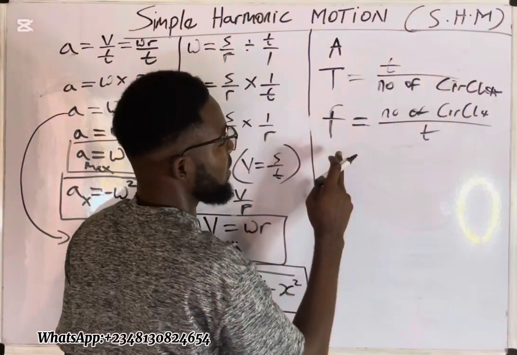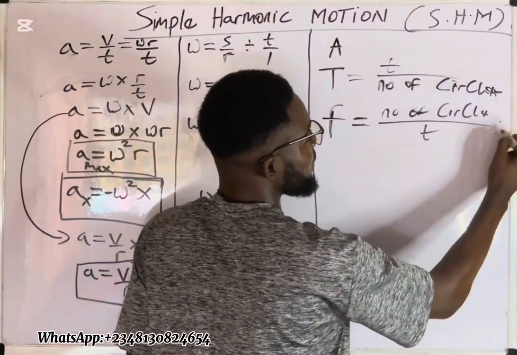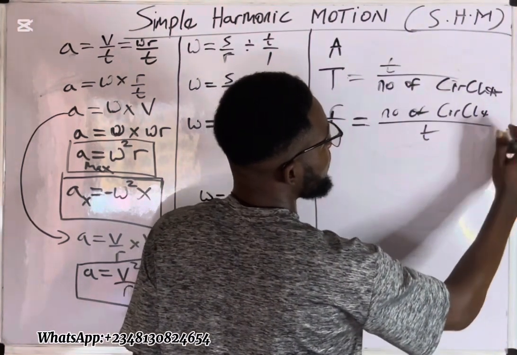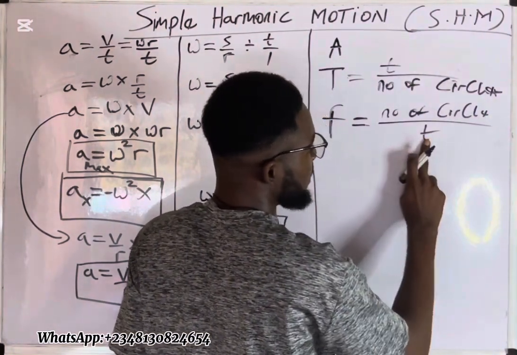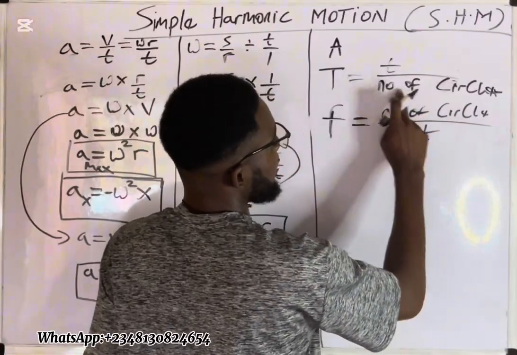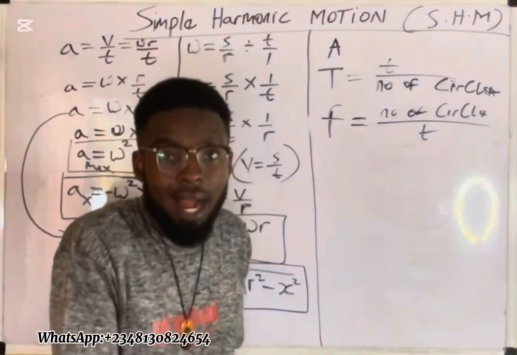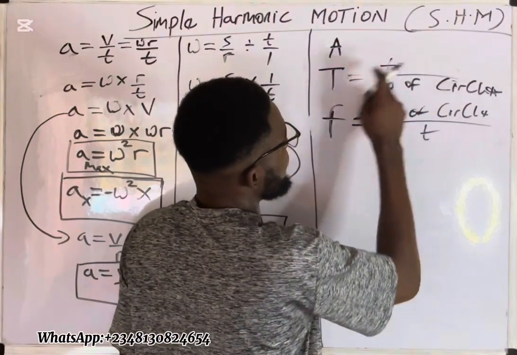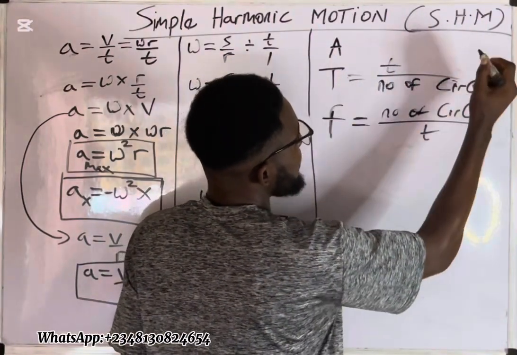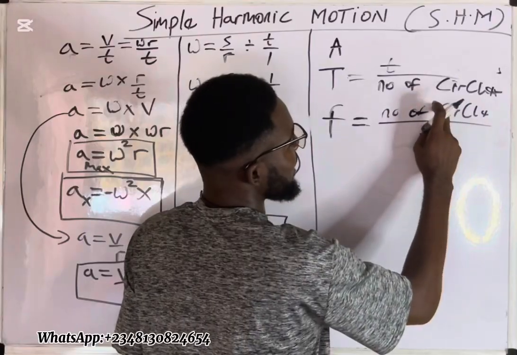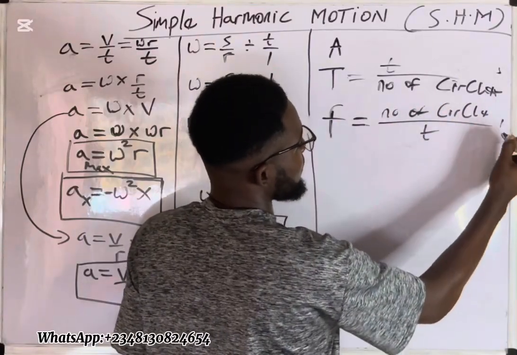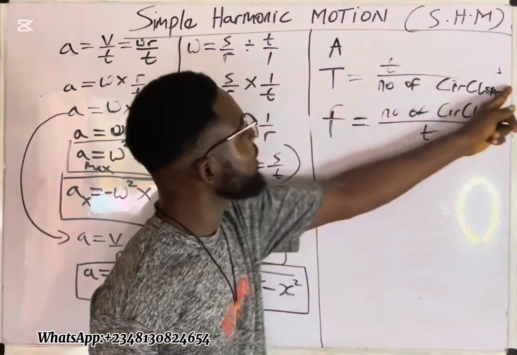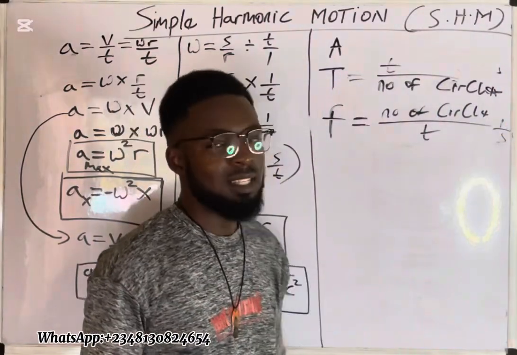Period is measured in what? Seconds. Frequency is measured in what? Per seconds, because time is measured in seconds. Number of circle has no unit. It's just a number, so it's dimensionless. So time only has a unit. So period is measured in seconds, while frequency is measured in per seconds, that's 1 over seconds.